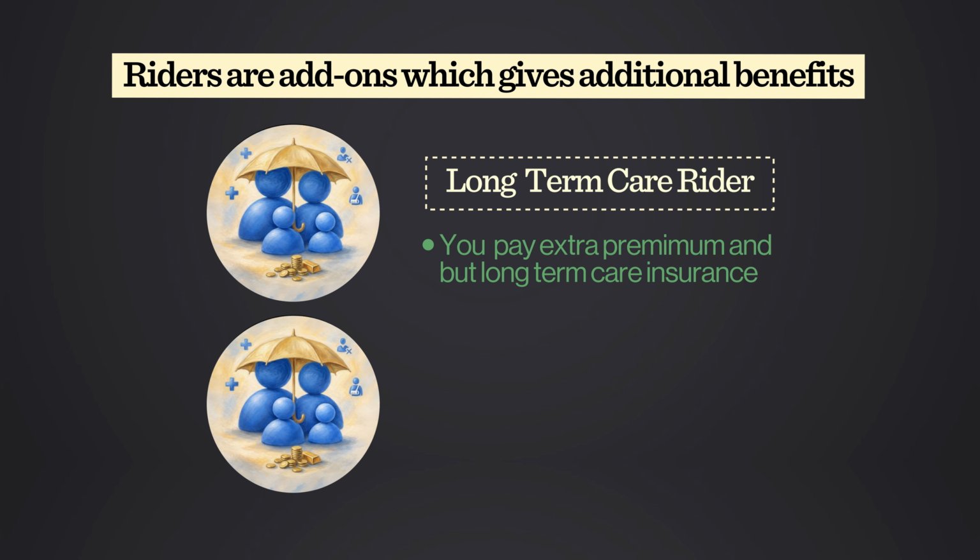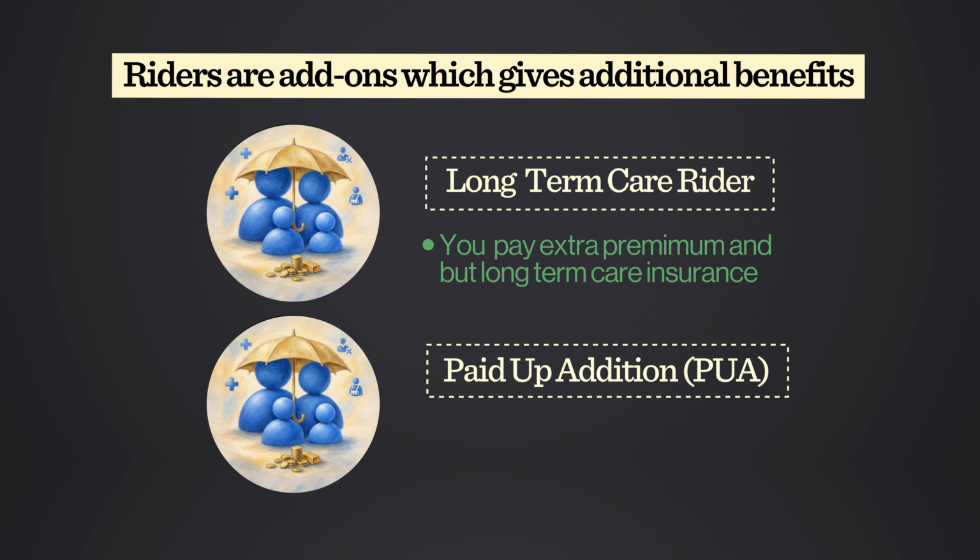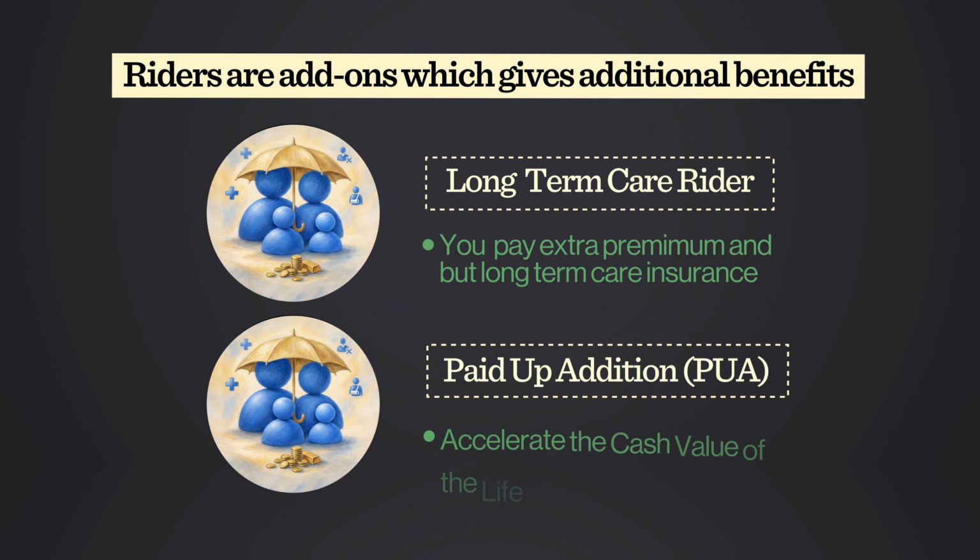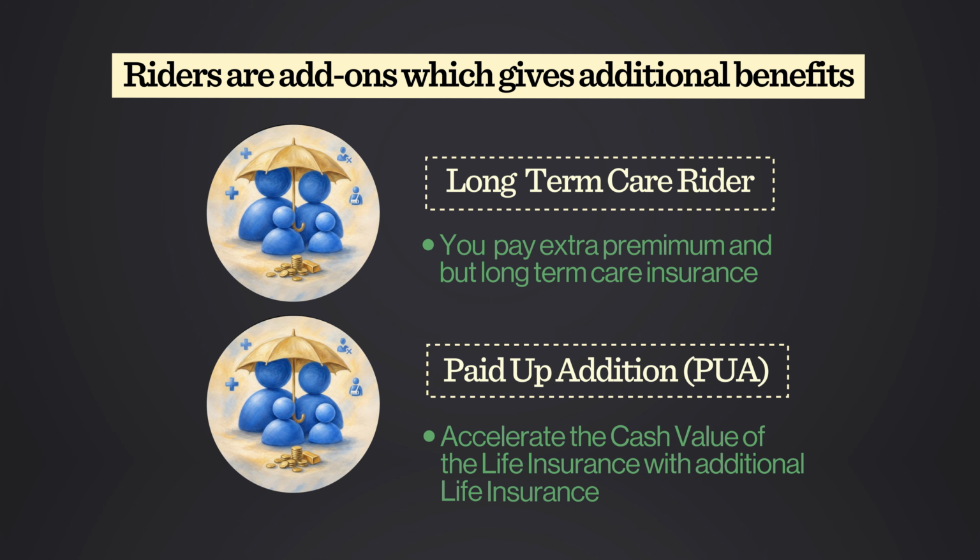Another example of a rider is what's called a paid-up additions, or PUA rider. What it does is accelerate the cash value growth of a policy, and it also buys you some more life insurance as well.